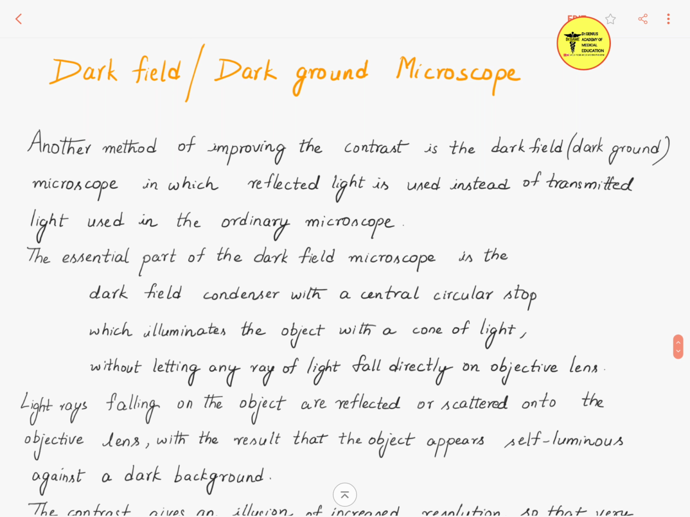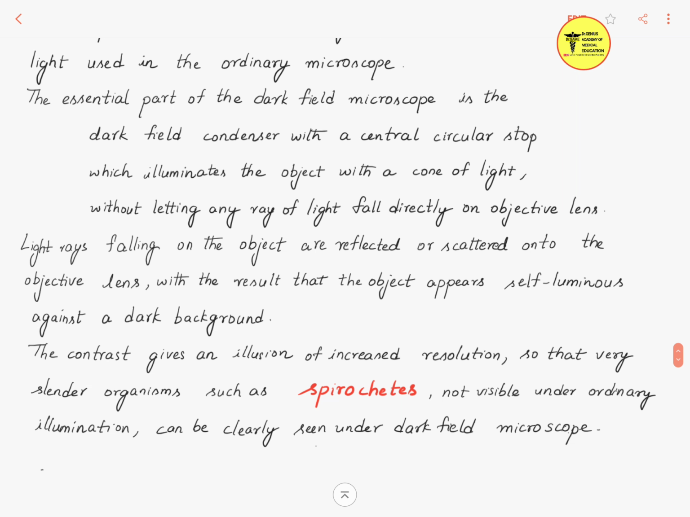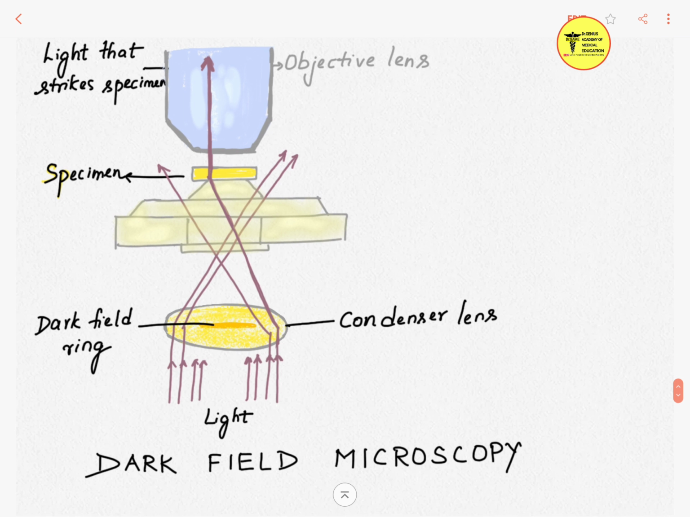Dark field or dark ground microscope. Another method of improving the contrast is the dark field or dark ground microscope, in which reflected light is used instead of transmitted light used in the ordinary microscope. The essential part of the dark field microscope is the dark field condenser. As here you can see, the dark field microscope.